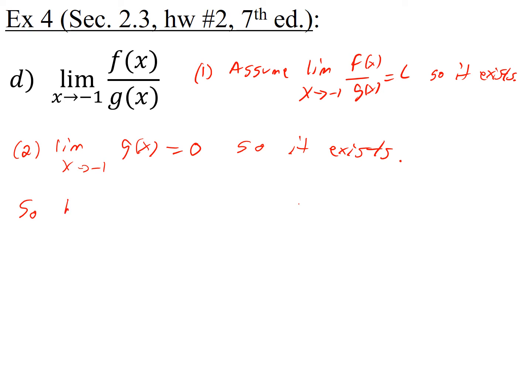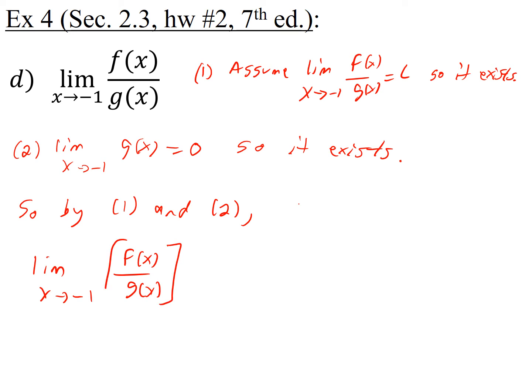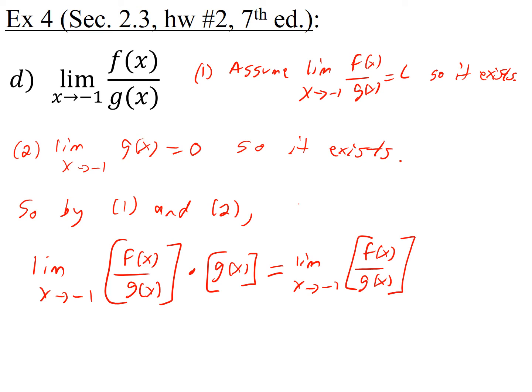So by 1 and 2, we can find the limit as x goes to -1 of f of x over g of x. Think of that as one function, that whole mess there. So I'll put brackets around it, times g of x. Again, why am I doing this weird one? Why am I doing f of x over g of x times g of x? Because it's going to give me f of x, and it's going to tell me something about f. So the limit law for multiplication says you do the limit as x goes to -1 of the first one, which is this whole mess. Again, think of it as one thing, times the limit as x goes to -1 of g of x.